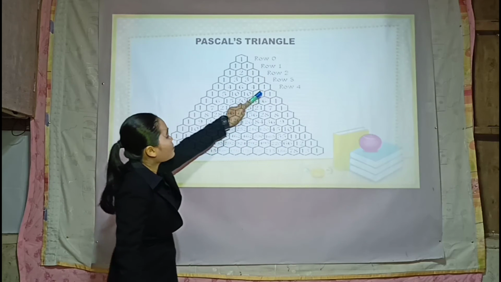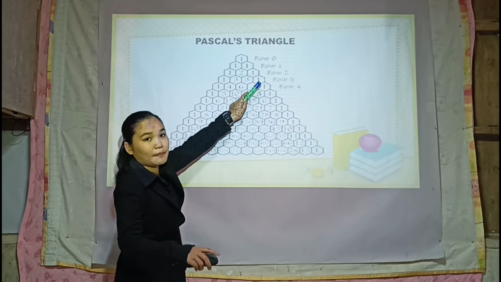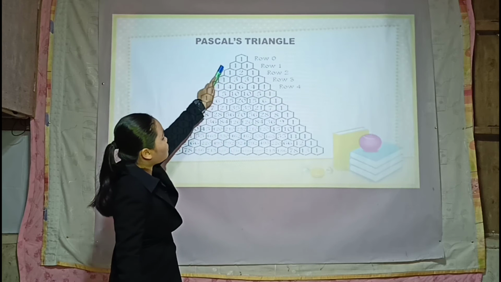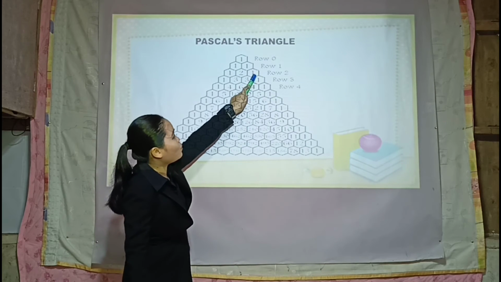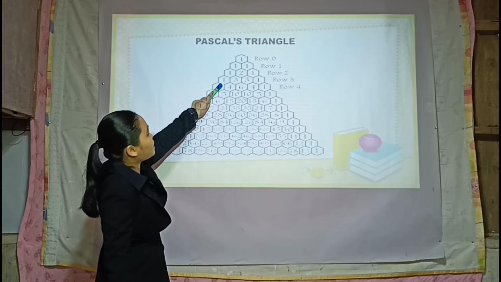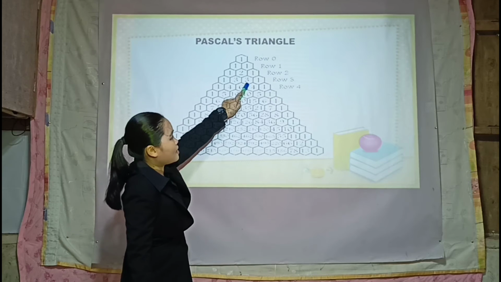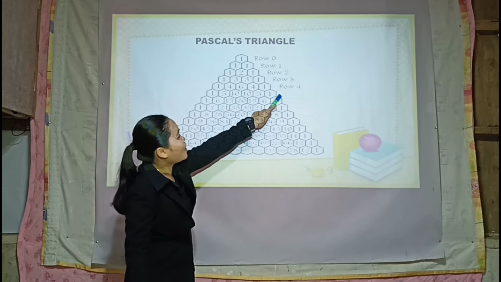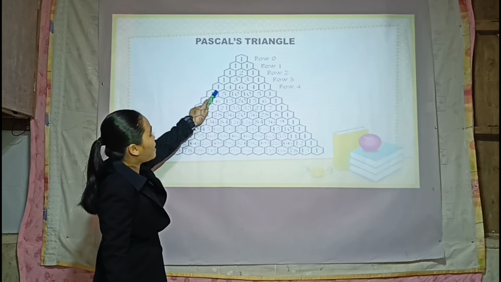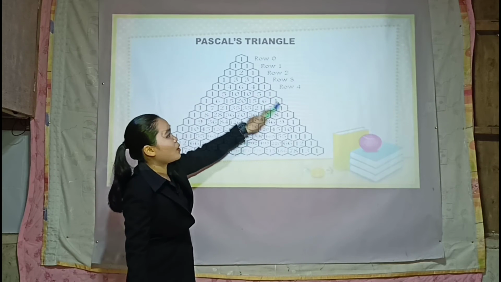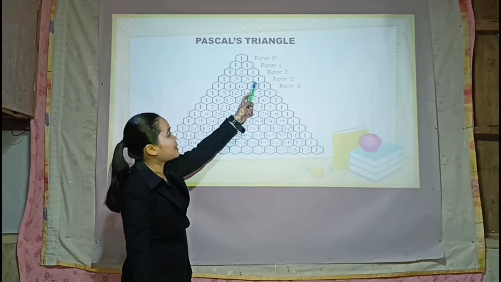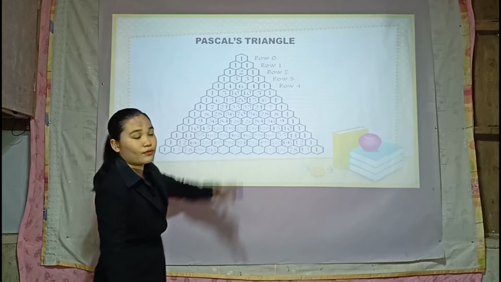In row 2, there are 3 terms because n plus 1, our n is 2. 2 plus 1, we have 3. So the coefficients are 1, 2, and 1. In row 3, we have 4 terms and the coefficients are 1, 3, 3, and 1. In row 4, we have 5 terms and the coefficients are 1, 4, 6, 4, and 1, and so on. Now, let's have an example applying this Pascal's triangle using the coefficients.